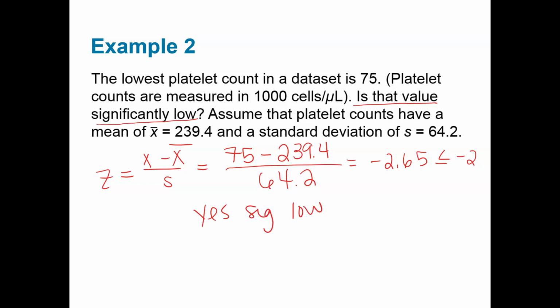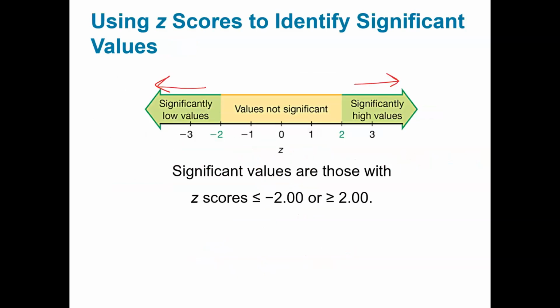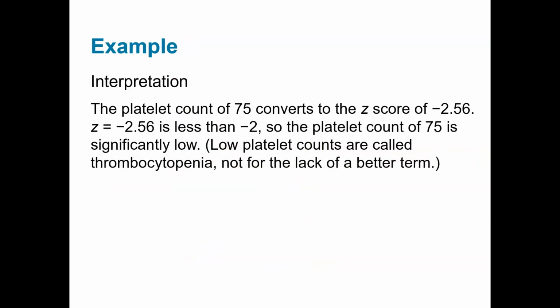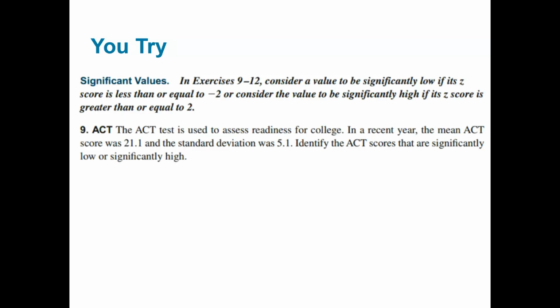And maybe you're someone who needs to see this more on a number line. So you've got 0, 1, 2, -1, -2, and then -2.65 would be over there. And that is within the significantly low region, to the left of -2. And again, for those of you that like to see it visually, you can follow along there. Pause it if you'd like to read that. And then try this one on your own and press play when you're ready to see the solution.